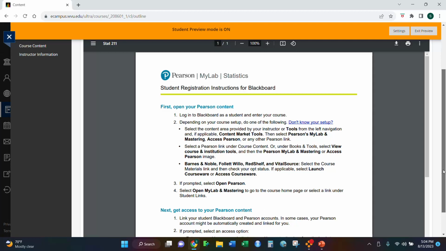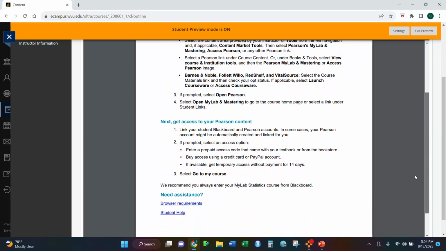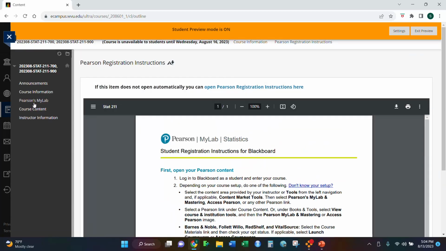So how do we open up and get access to a Pearson account? First things first, log into Blackboard as a student and enter the course. So open your Stat 211 course. Depending on your course setup, you're going to have to do one of the following and basically select the content area provided by your instructor. You'll see where I have it marked as Pearson's Math Lab. We'll open up that link, select Open My Lab and Mastering, and then from there you can create an account. So essentially what these instructions are telling you to do is select this link that says Pearson's My Lab.